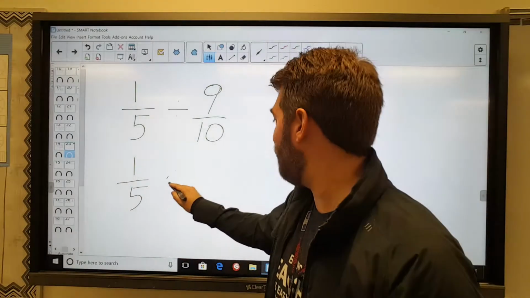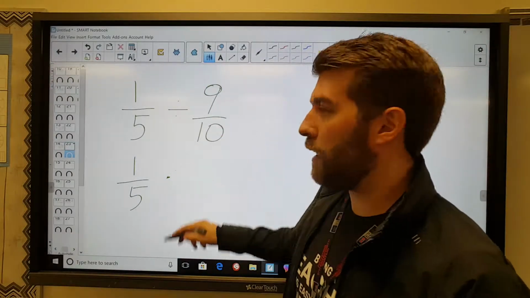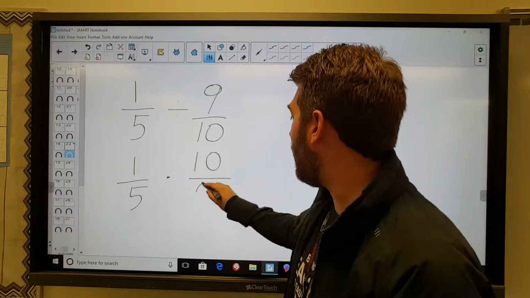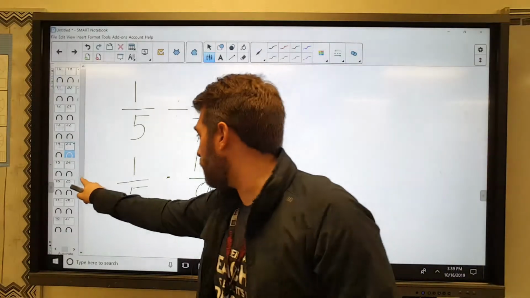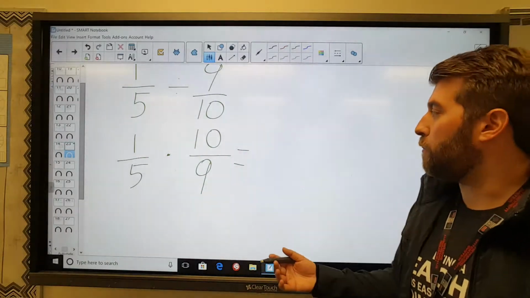I'm going to use a dot. Close enough. And then I'm going to flip 9/10, and it's going to become 10/9. Now this we can work through. Let me lower that a little bit for you. There we go. This we can work through by multiplying straight across.